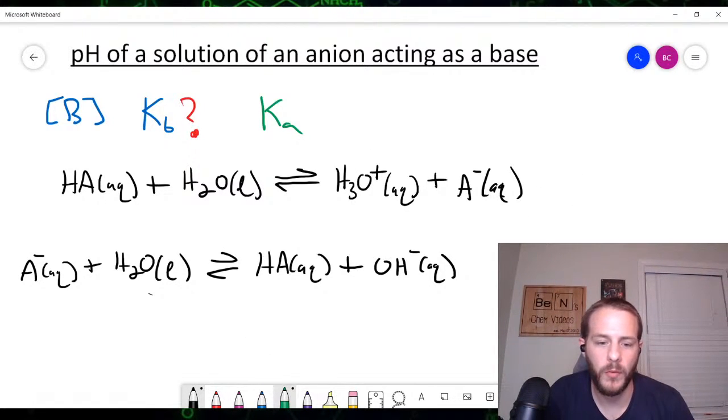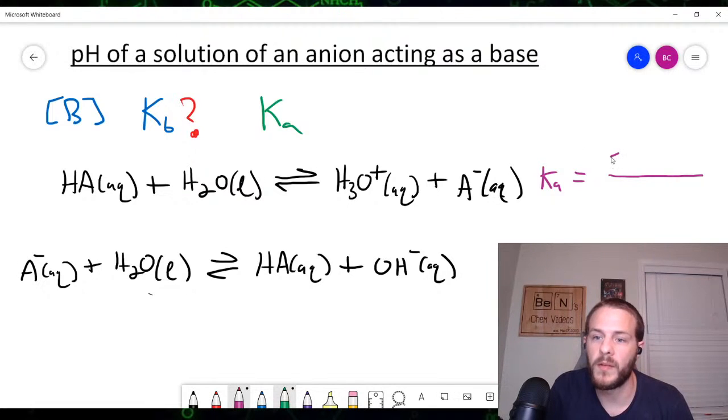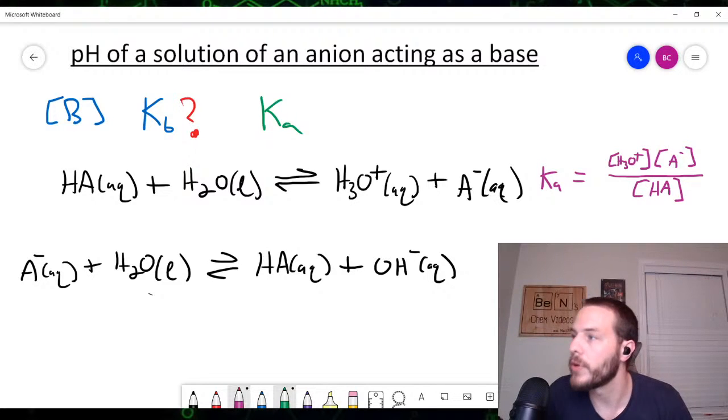So let's see if we can write the expressions for Ka associated with this process and Kb associated with this process. I'm going to do this in purple. So if I have Ka for this process up here, what is that going to be equal to? Well, it's an equilibrium, so it's products over reactants. In this case, that's the concentration of hydronium, H3O plus, times the concentration of A minus, divided by the reactants. We're going to have HA, and we're going to ignore the water for reasons that I explained earlier in this live stream. So that's the expression for Ka.